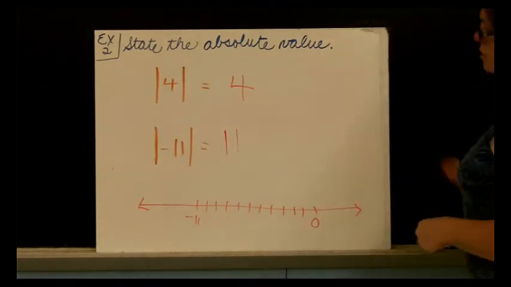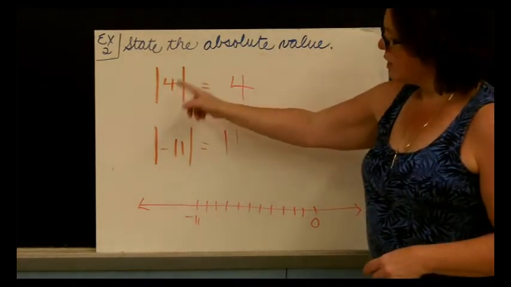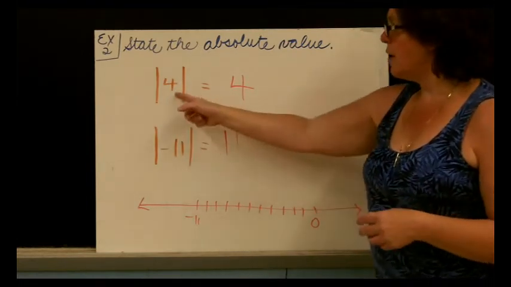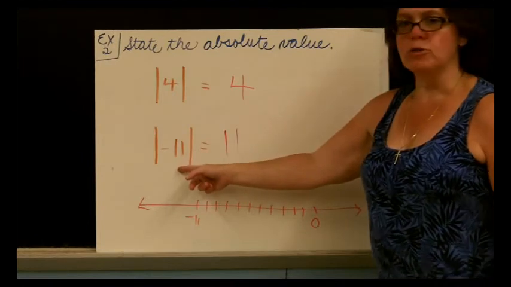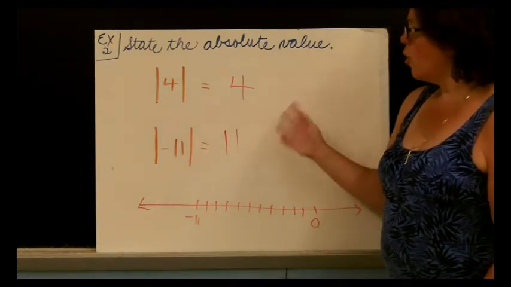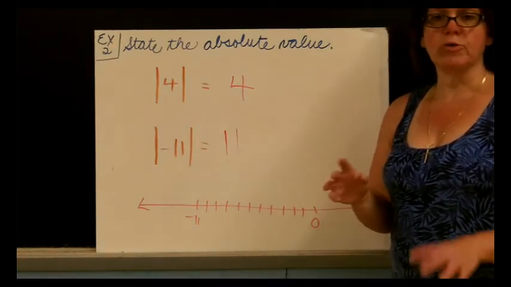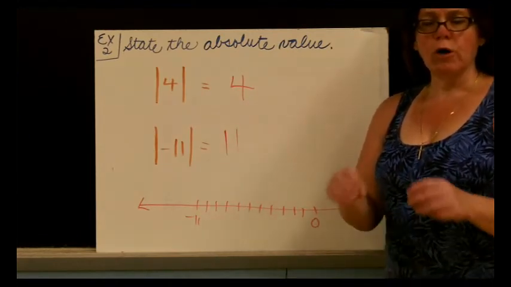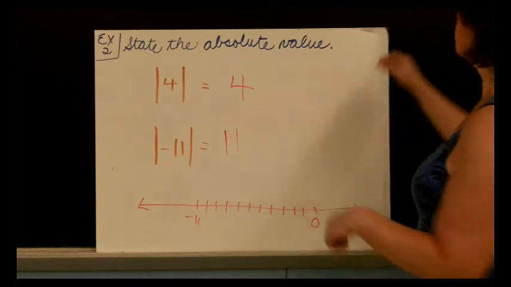And so what do you notice? Even though within the absolute value brackets we have a positive integer and a negative integer, their absolute values are always positive because we're not talking about are they less than 0 or greater than 0. We just want to know how far away they are.